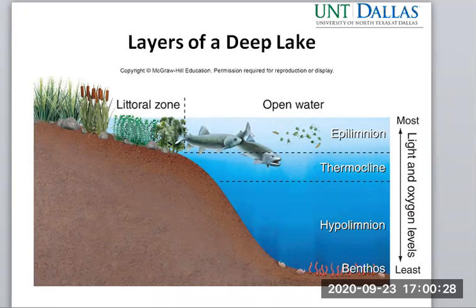These are the layers of a deep lake. The layers of a deep lake are determined mainly by the gradient of light, oxygen, and temperature. You can see here the epilimnion is affected by surface mixing from wind and thermal convections, while mixing between the hypolimnion and epilimnion is inhibited by a sharp temperature and density difference at this thermocline region.